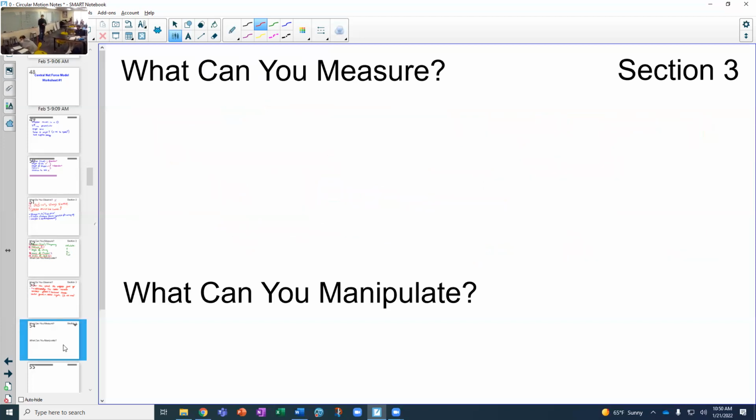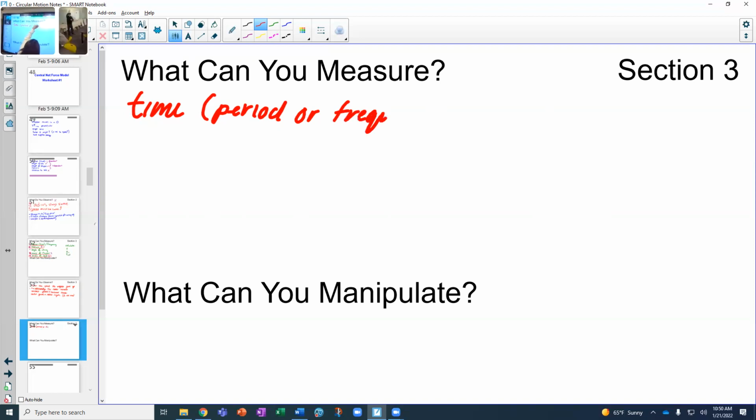What are some things we can measure? Period duration, like how long it takes for one period. Okay, so we can measure the time. Yeah, and we could use that as period or frequency, we could figure it out either way. So time. What else could we measure? Weight. We can measure the weight.